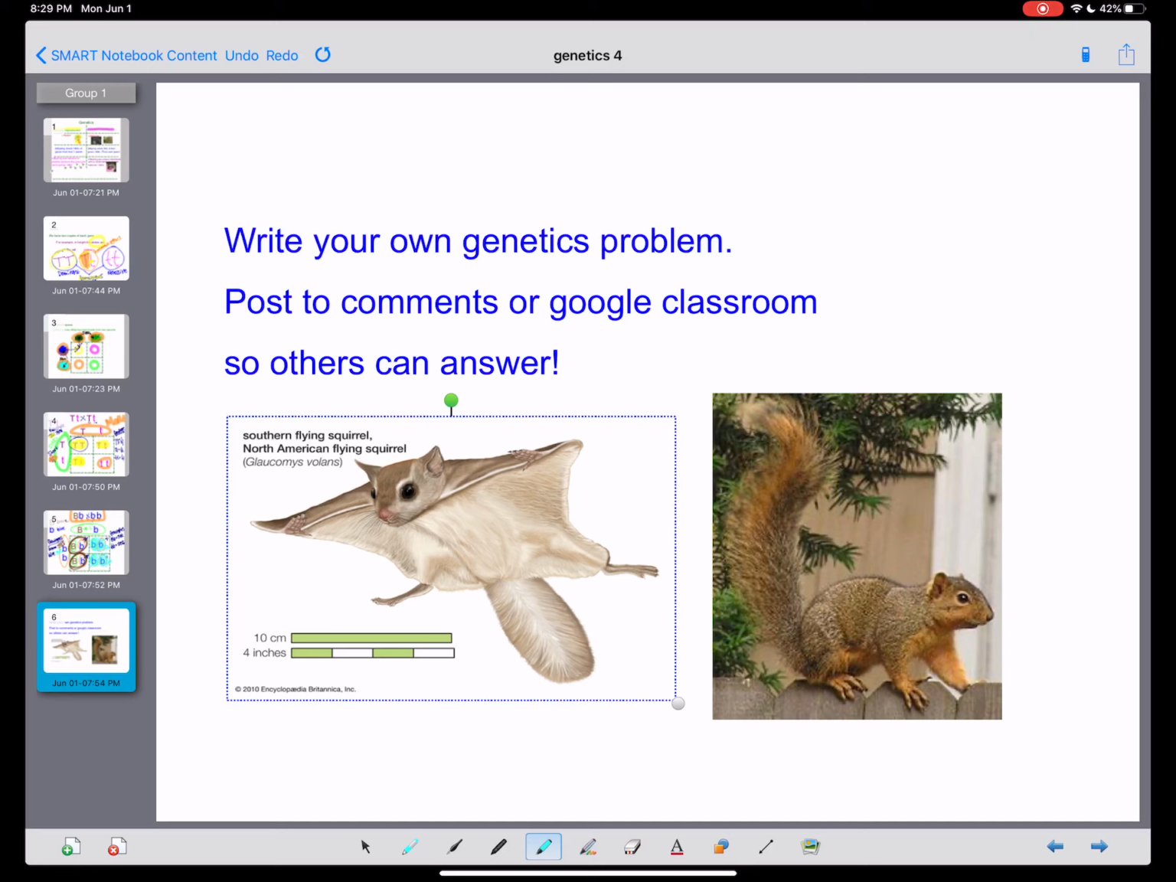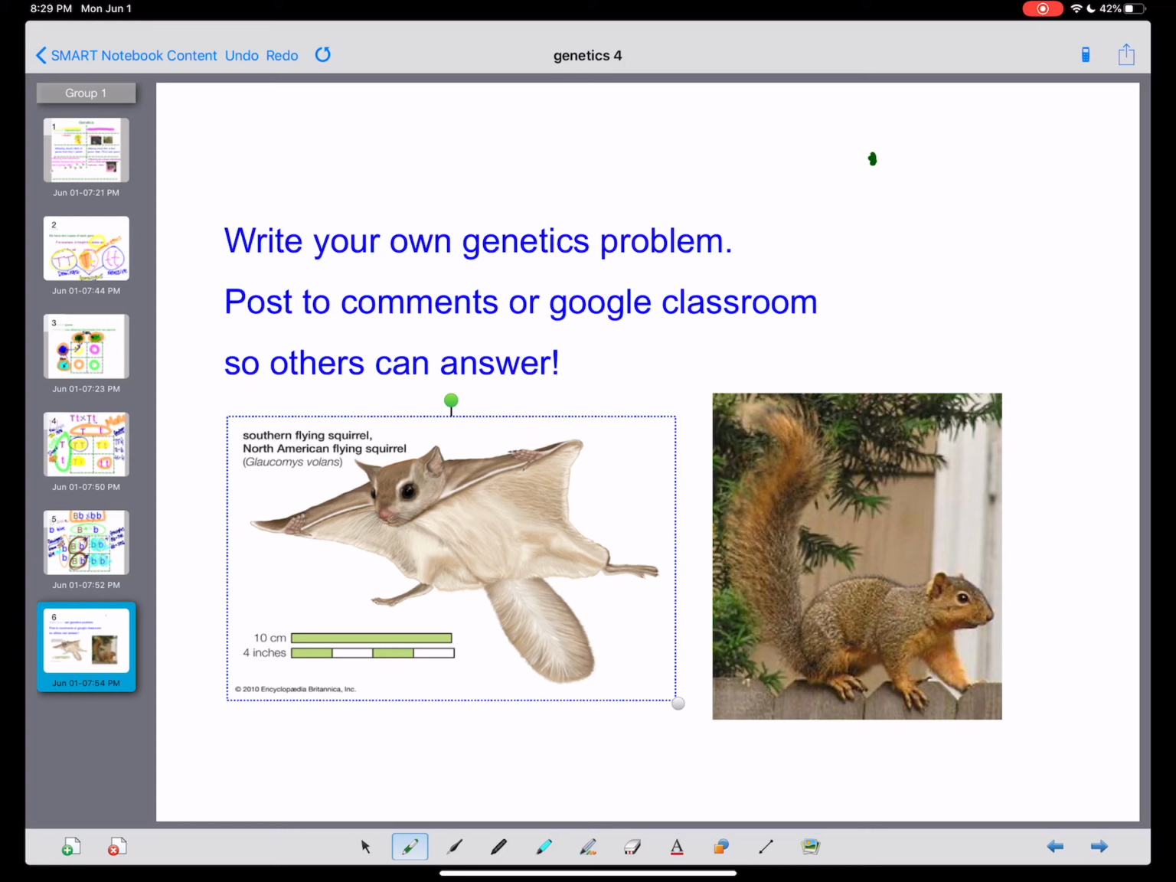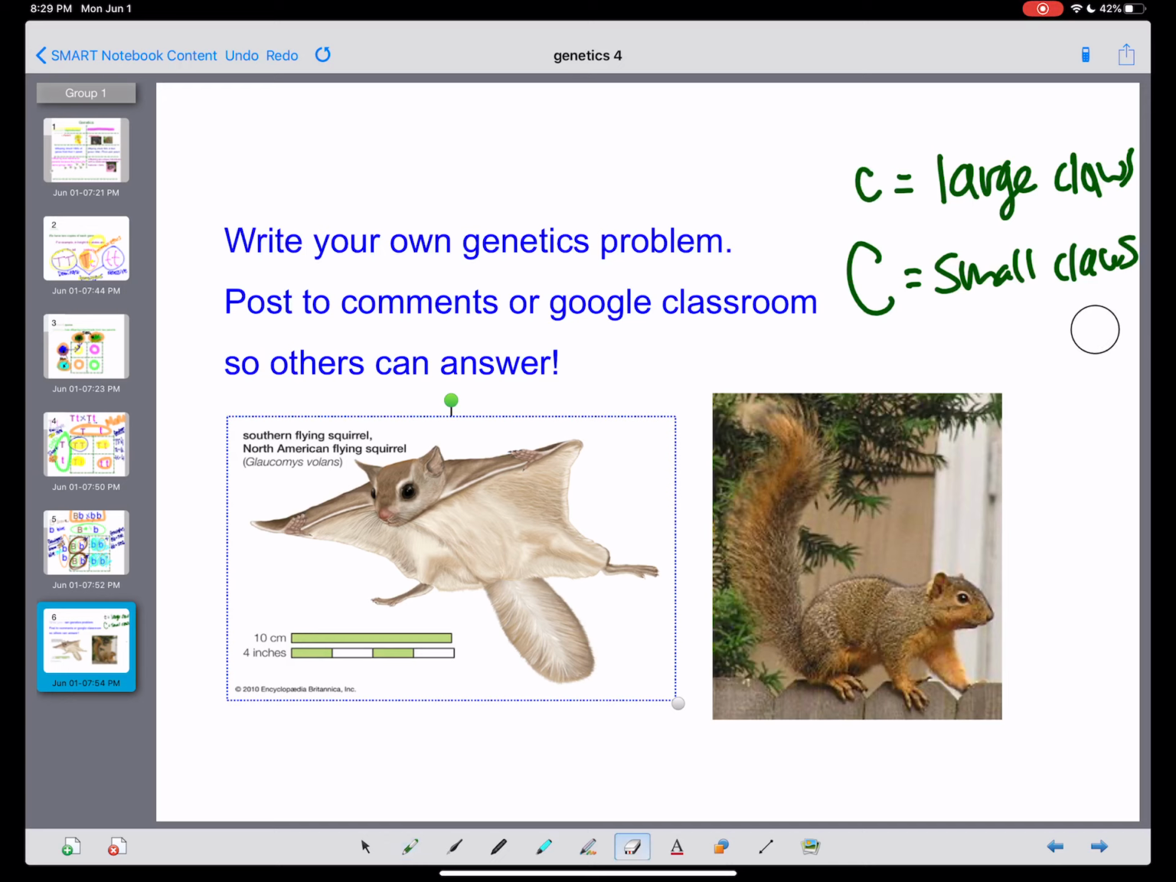So let's say I was going to take claws, and I want to think about if the claws are big or small. So I could make capital C large claws, and lowercase c small claws. And that means large claws will be inherited over small claws. I could also decide that it's going to be the opposite way. It's up to you. If you can't research and find the answer, you can make it up.